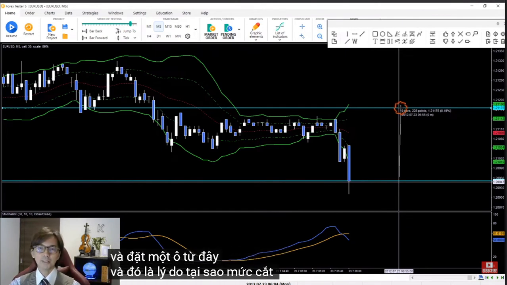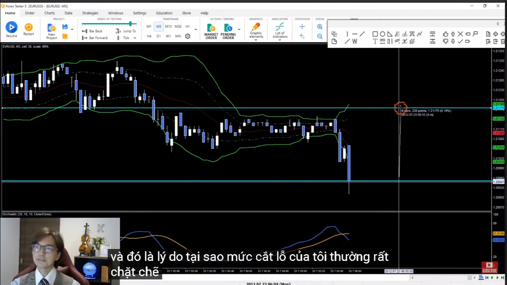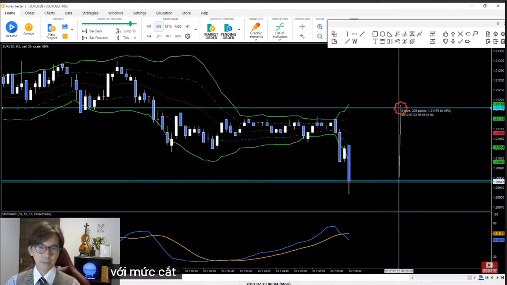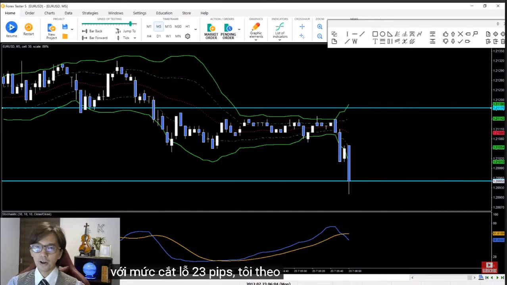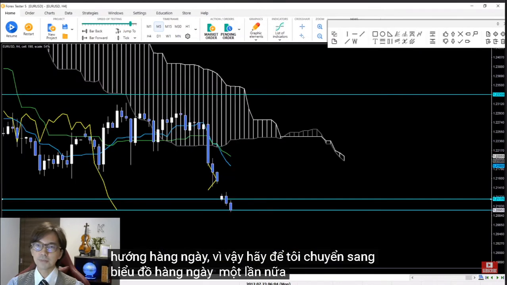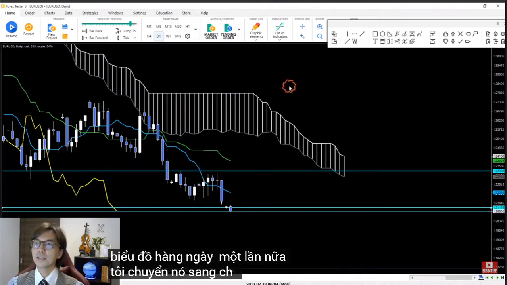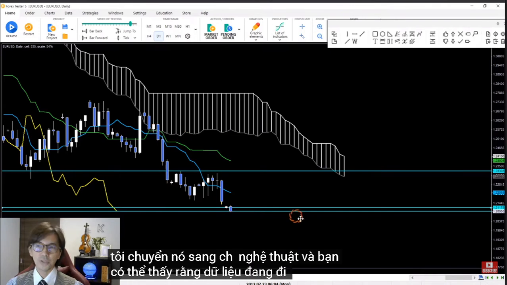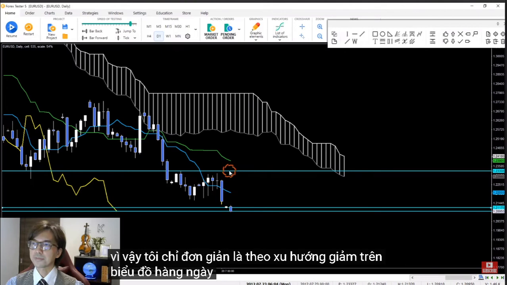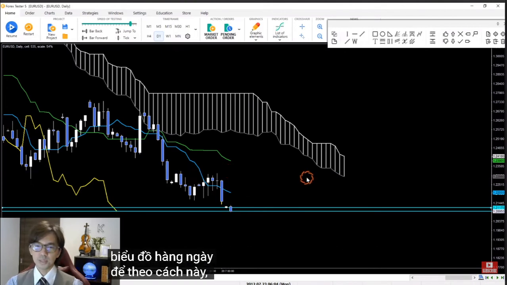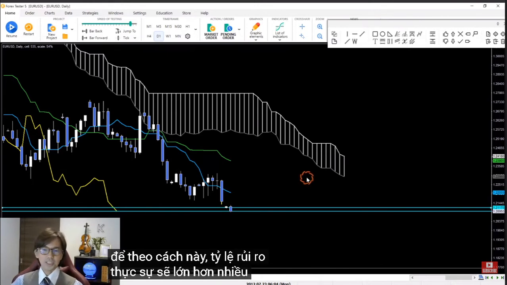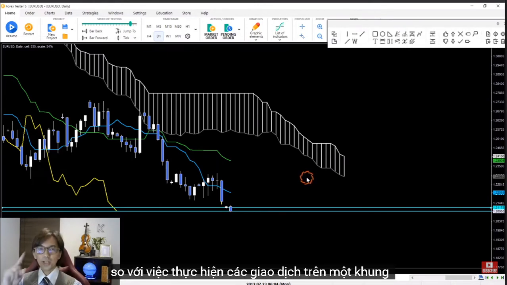And that's why my stop losses are usually very tight. But in this condition, with this very tight stop loss of 23 pips, I follow the daily direction. So let me switch to the daily chart one more time. You can see that the daily chart is going down. So simply I follow the downtrend on the daily chart. In this way, the risk reward ratio is going to be much greater than taking trades on one single time frame.